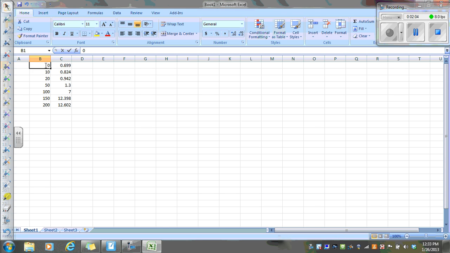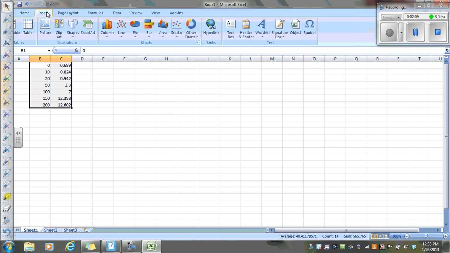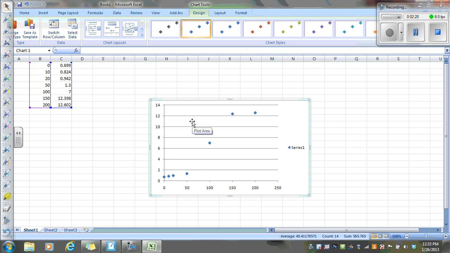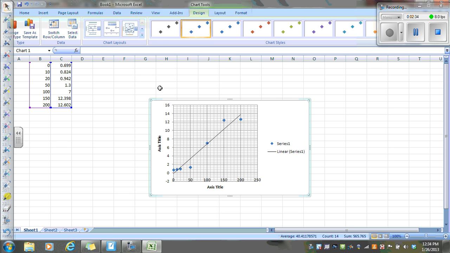So what I'm doing is I'm going to highlight all of this. I'm going to go to Insert. I think I want a scatter plot. Let me do this. Okay, so now I could go ahead and I'm going to show you how to do this, if you don't know how to do it. No, I don't want that.